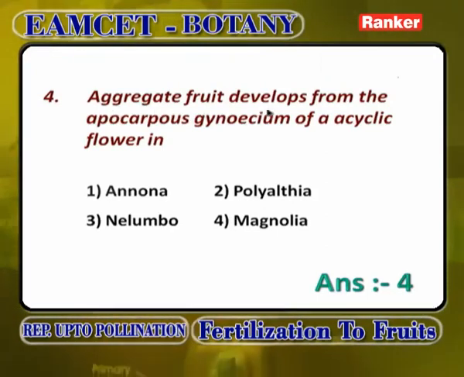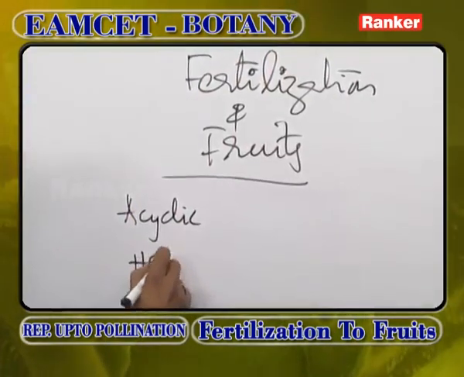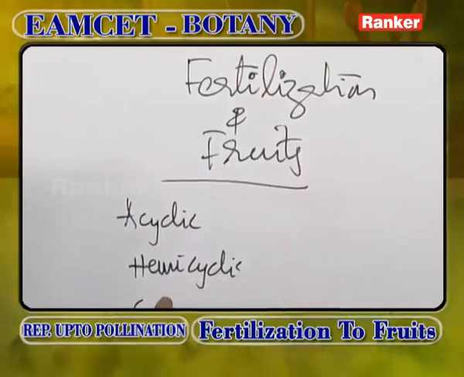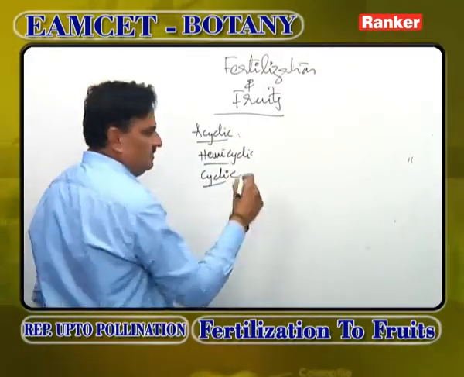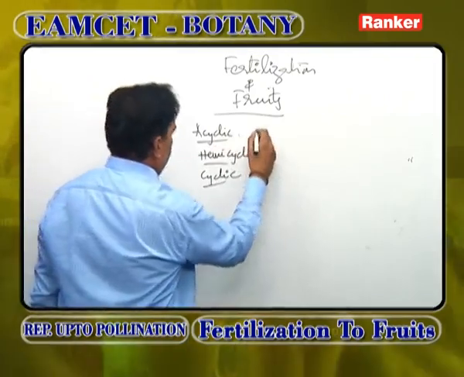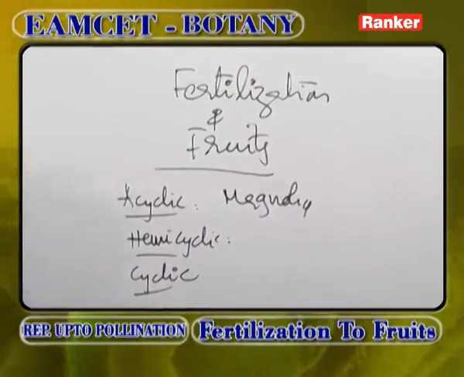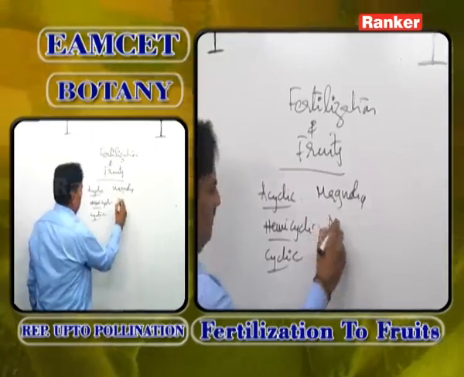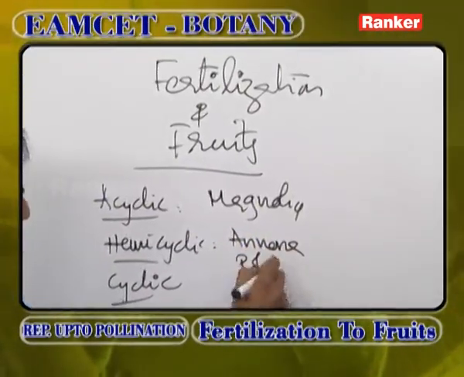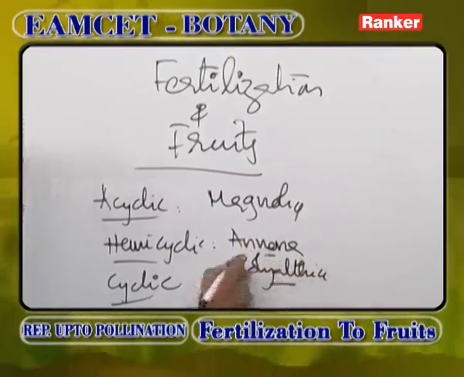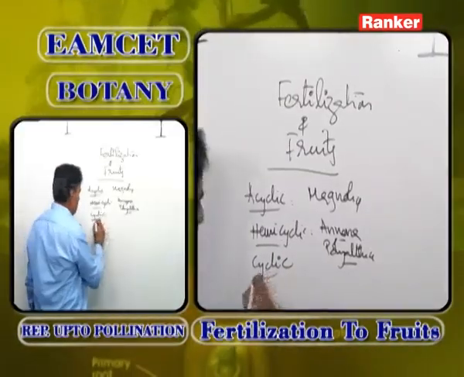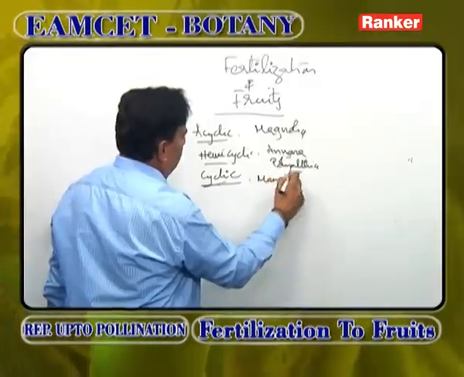Aggregate fruit develops from the apocarpous gynoecium of acyclic flower is found in. Acyclic flower is found in. Flowers are of 3 types: acyclic flowers, hemicyclic flowers, cyclic flowers. Acyclic flower means androecium, gynoecium, calyx, corolla arranged in a spiral manner. Example, magnolia. Hemicyclic flower: calyx, corolla arranged in a cyclic manner, androecium, gynoecium in a spiral manner. Annona, polyalthia. Cyclic flower: calyx, corolla, androecium, gynoecium all are present in a cyclic manner. Mangifera and many dicots.